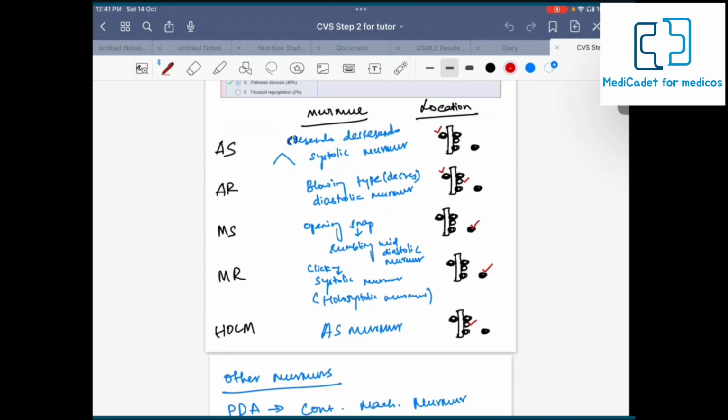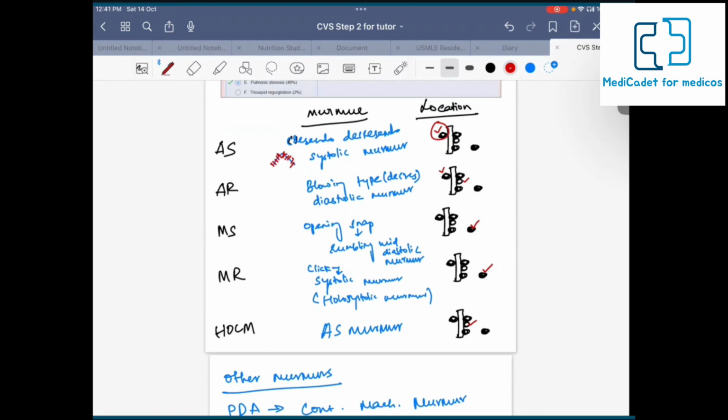For aortic stenosis, which we saw in the last class, the murmur is a crescendo-decrescendo systolic murmur. To remember crescendo-decrescendo, I picture a mountain or just a peak. The location will be the aortic region, which is the right second or third intercostal space. So I've added a red mark here.